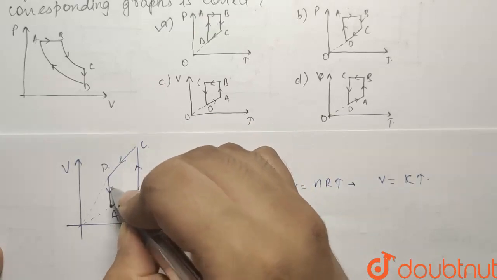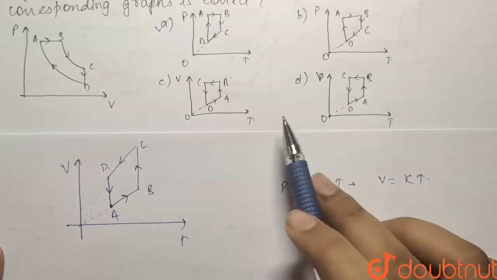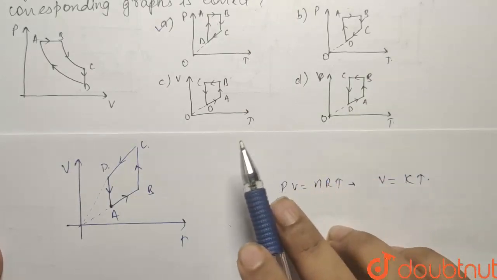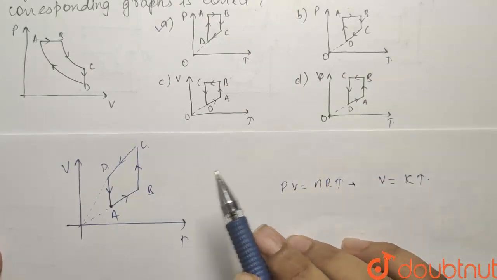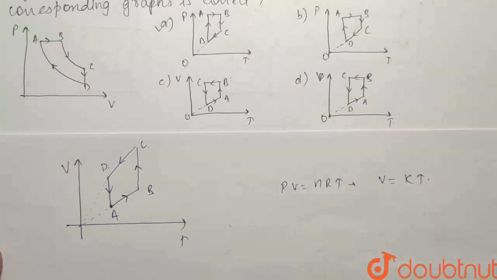So if I talk about the given curves, we can clearly see that none of the curves are correct or match with the curve that I have drawn. So for this question, only one correct option, that is our option A, is the right answer.